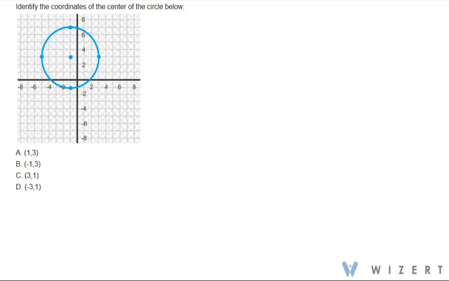We have this question here. Identify the coordinates of the center of the circle below. So this circle center, we have to identify the coordinates.